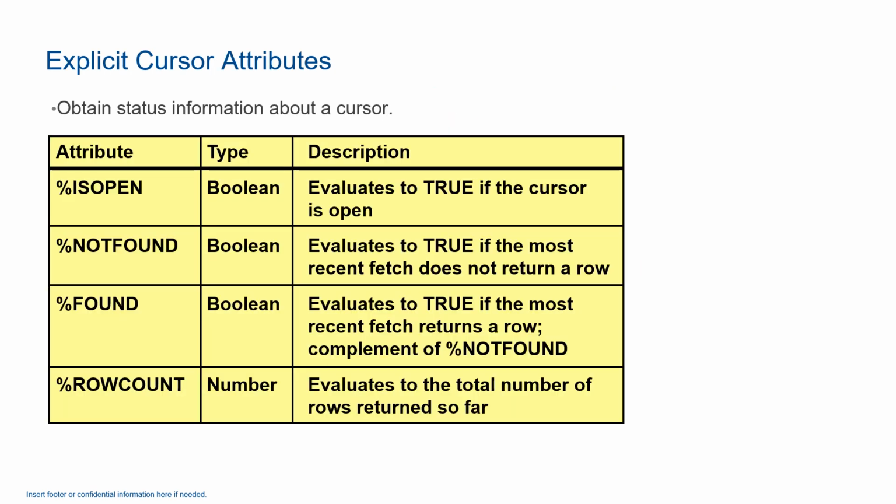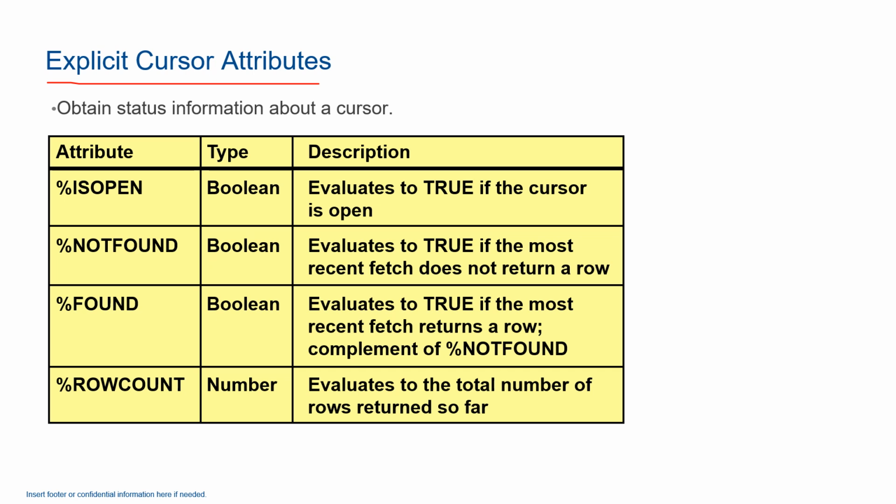So mainly, for implicit cursors we have 4 attributes. Similar to that, for explicit cursors we also have 4 attributes. %ISOPEN evaluates to true if the cursor is open. %NOTFOUND evaluates to true if the most recent fetch does not return a row. %FOUND evaluates to true if the most recent fetch returns a row. And %ROWCOUNT gives the total number of rows returned so far.